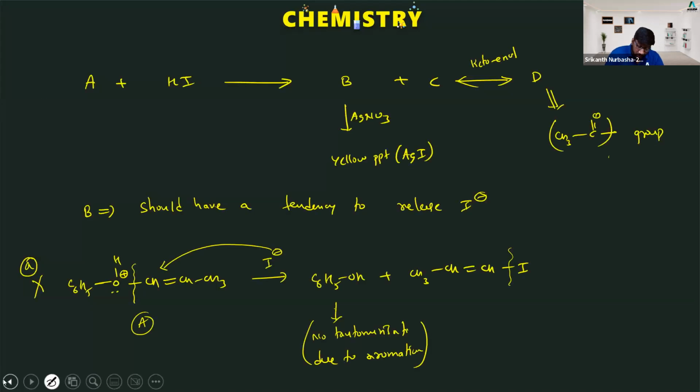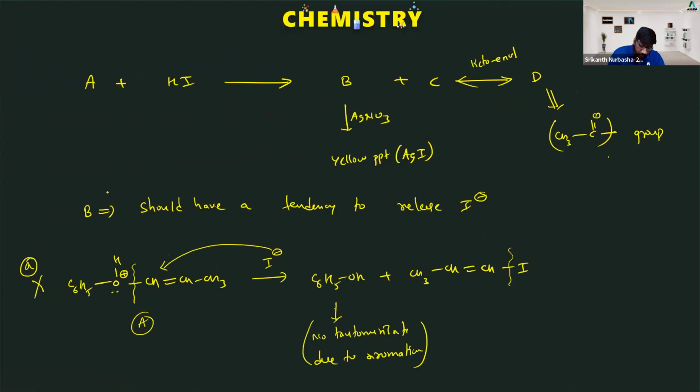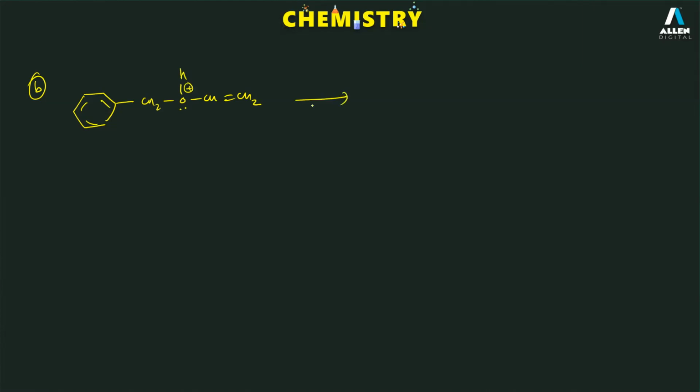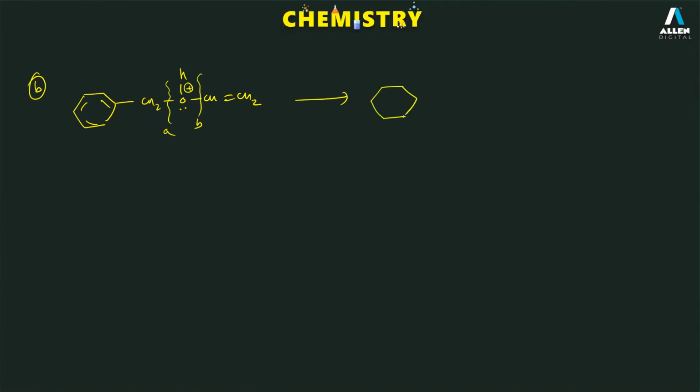Option B: C6H5 CH2 O CH double bond CH2. First the lone pair of electrons on oxygen attacks the proton, so we get OH plus. Now I have to cleave the bonds. Which bonds can I cleave? I can cleave this bond or this bond, A or B. Which can I cleave? Which bond? B or A?